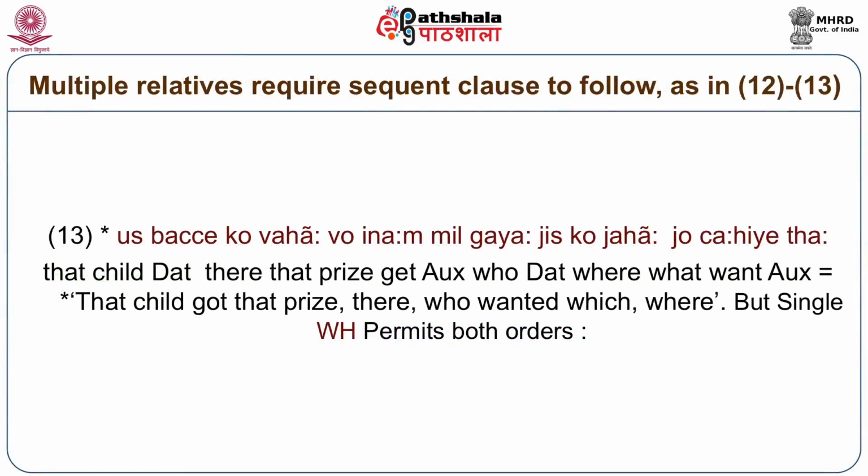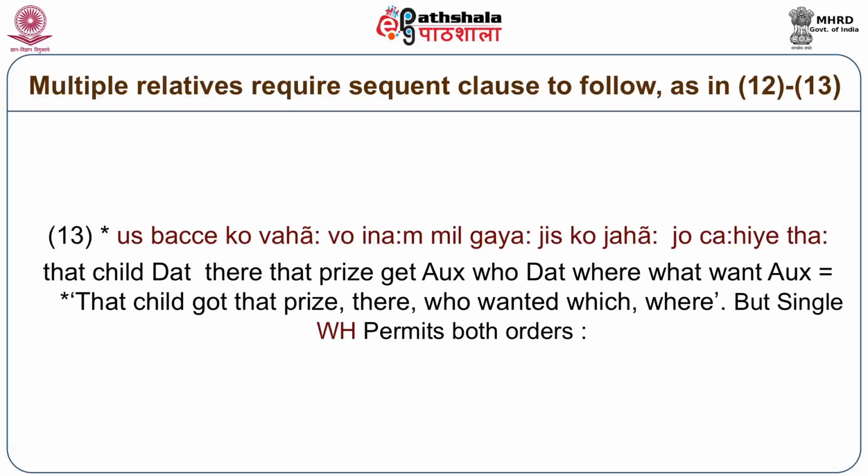We leave you with the knowledge that correlatives have some special properties. One of these special properties is that you cannot put the sequent clause first. Instead of saying whichever child wanted whichever prize, wherever that child got that prize there, you cannot say that child got that prize there, which child wanted which prize where, which in Hindi would come out as उस बच्चे को वहाँ वो इनाम मिल गया जिसको जहाँ जो चाहिए था. This is bad Hindi.